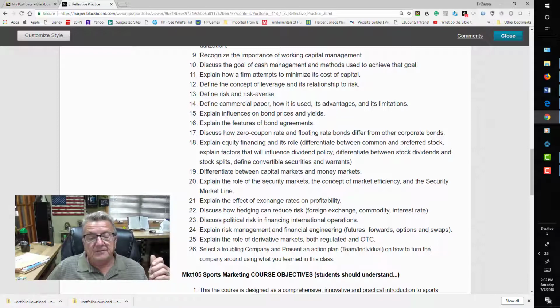Okay. Explain the effect of exchange rate. The exchange rate goes down, goes up. It depends how much the U.S. dollar is worth against other currency. If you take international business, and we touch a little bit at the end there, international business is basically looking at exchange rates.